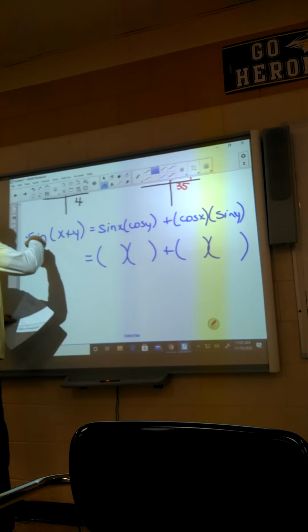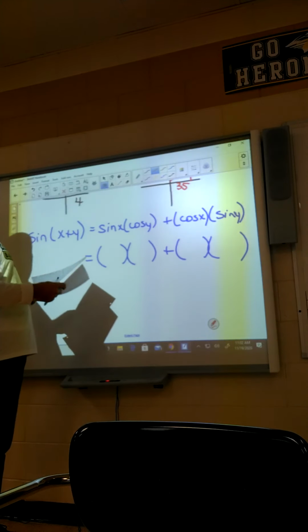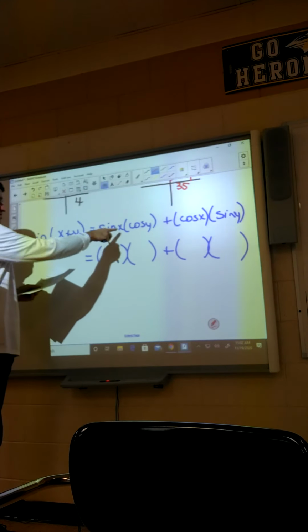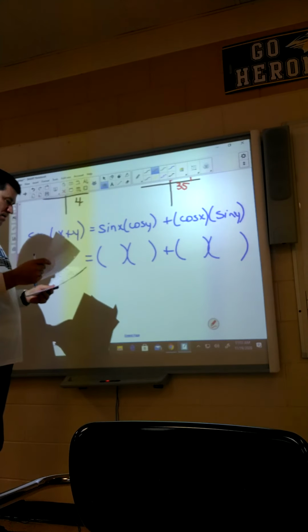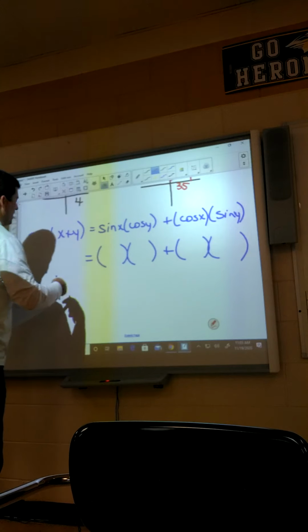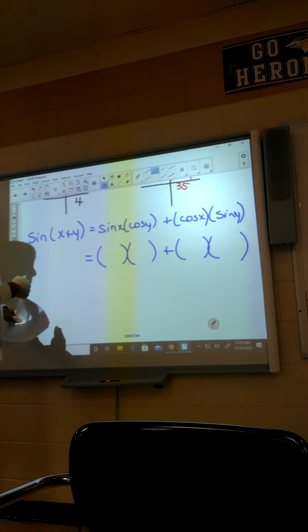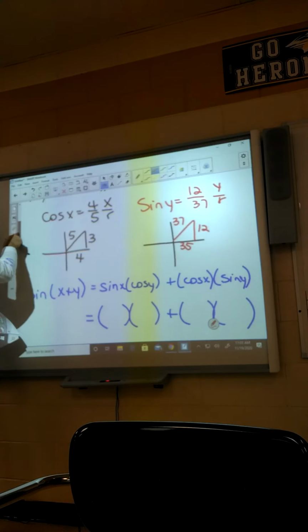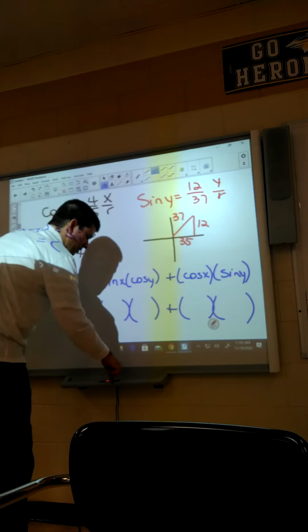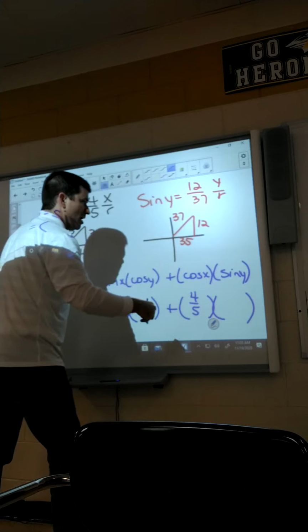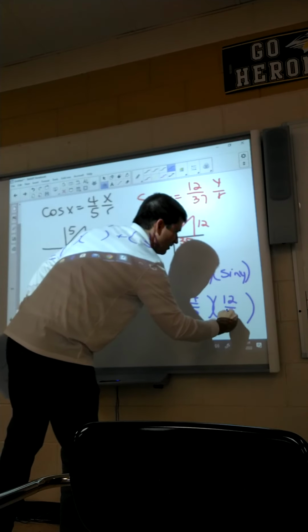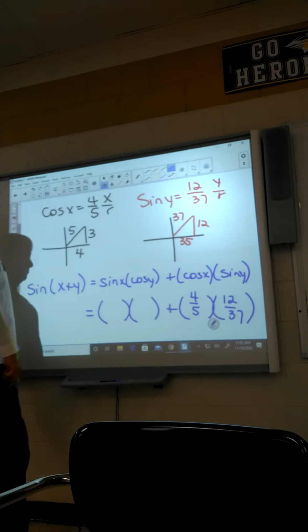All right, so I wrote down the formula. Let me make sure I got it right. Sine of x plus y. Sine x cosine y plus cosine x and sine y. Okay? All right, so sine of x. Well, remember, let's go ahead and use the ones they're giving us. They're giving us cosine of x is 4/5, so I can put that here. And sine of y is 12 over 37. I can put that there, so now I just got to find these two.